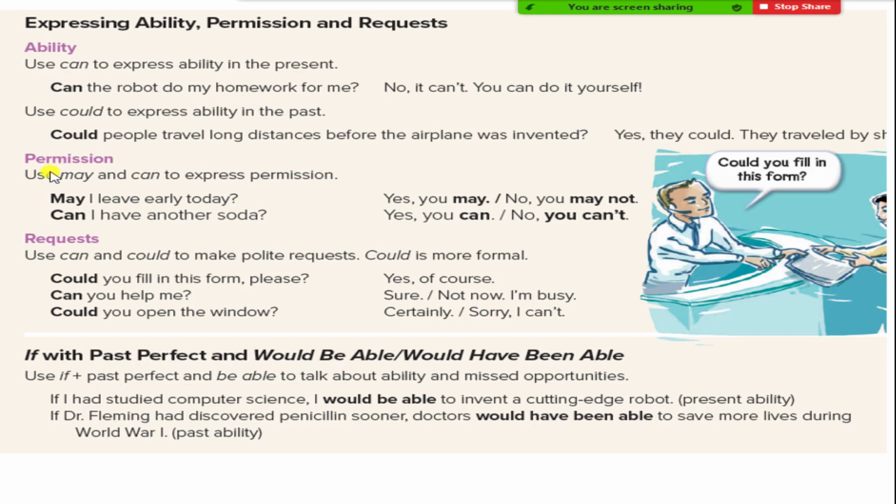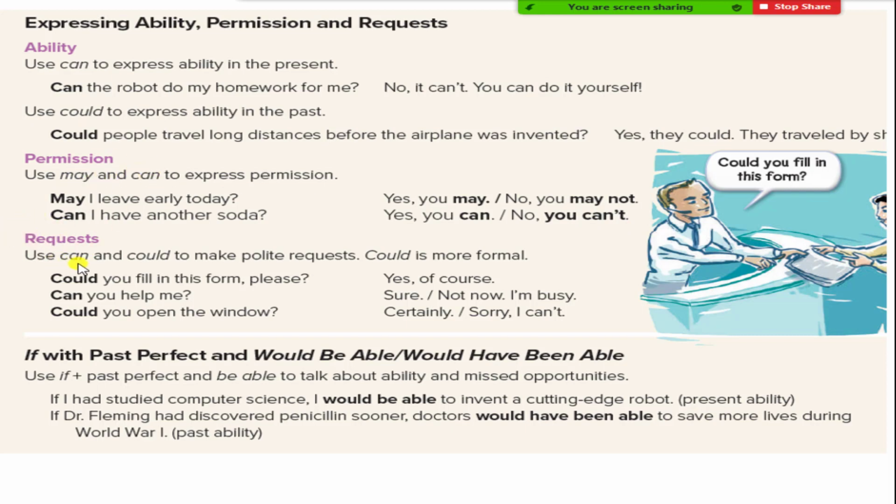Permission, for asking for approval. Use may and can to express permission. May I leave early today? Yes, you may, or no, you may not. Can I have another soda? Yes, you can, or no, you can't. So in permission, use may or can. When we ask for permission, we use either may or can.